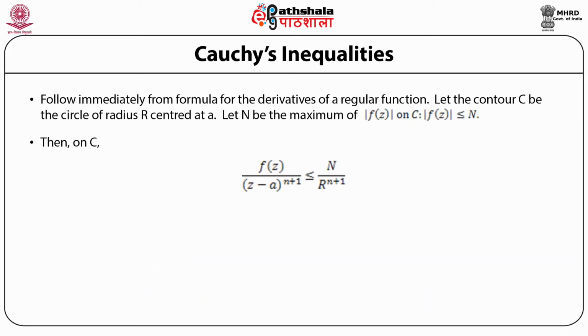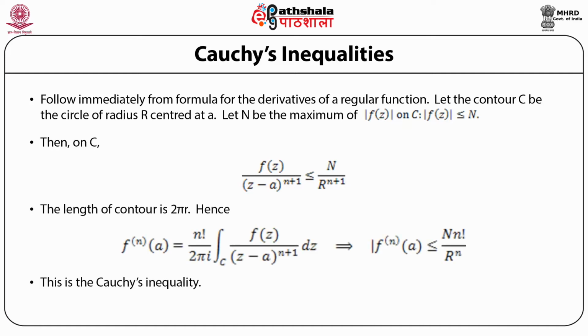Cauchy's inequality follows immediately from the formula for the derivatives of a regular function. Let the contour C be the circle of radius r centered at a. Let M be the maximum of the modulus of f(z) on C, so that the modulus of f(z) is less than or equal to M. Then on C, the modulus of f(z) divided by (z minus a) raised to power n plus 1 is less than or equal to M divided by r raised to power n plus 1.